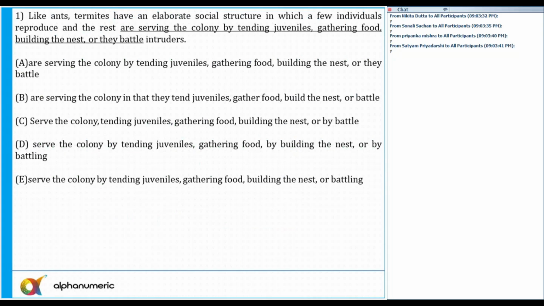Okay, if there is no error, if it is good as it is, then you will mark A as the option. Every time option number A will repeat the underlined portion as it is. Options B, C, D, and E, they can change that underlined portion. But if you believe that there is no error, then you will have to mark A as the answer. Please start. It is 9:05 right now. At the most 10 minutes, 9:15, I will start the discussion for question number 1 to question number 5. Please start.